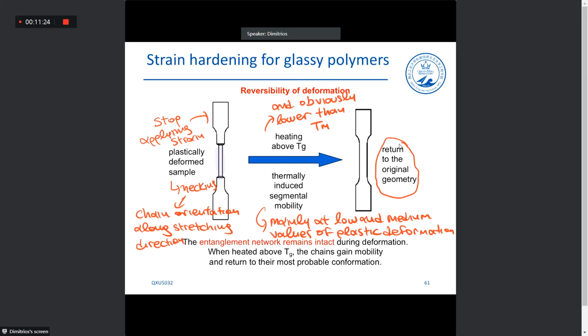Of course, this is for glassy polymers, so we cannot extend our neck as much, okay, as we can do for semi-crystalline materials, where essentially we can extend the polymers out. But still, this takes place mainly at low and medium values of plastic deformation, okay?